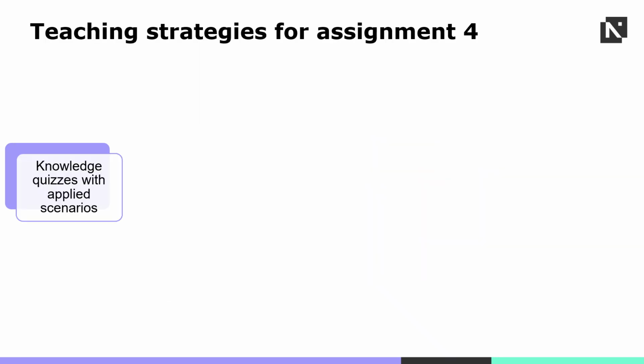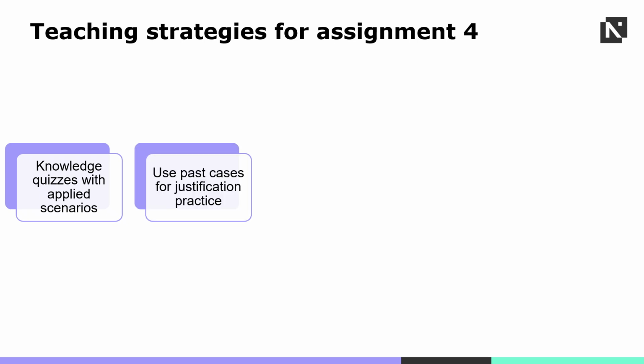So to address the challenges in assignment 4, we need to target both knowledge gaps and higher order thinking. First, knowledge quizzes with applied scenarios can help learners move beyond recall and start connecting information to realistic context. This ensures that their knowledge isn't just memorized but actively used. Second, use past cases for justification practice. Give students opportunities to rehearse explaining the why behind their decisions. This encourages them to ground their reasoning in evidence and professional examples.